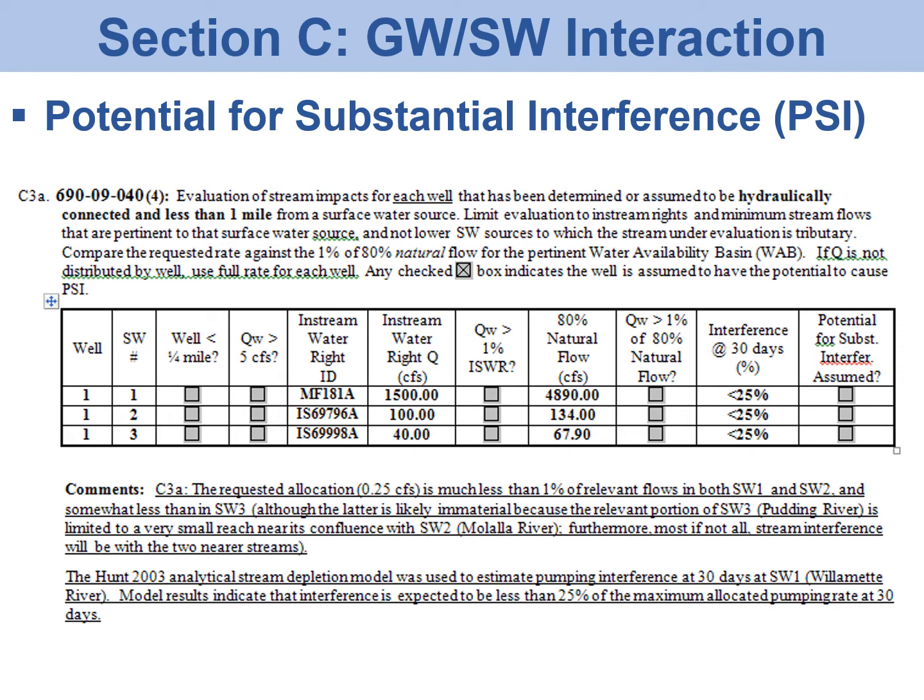So in this case, you can see down in the comments the requested allocation was a 1/4 of a CFS. So first test is, is it greater than 5 CFS? No. If it were, there would be a PSI determination. Secondly, is the requested rate greater than 1% of the in-stream water right? We list the applicable rights and what the in-stream water rights are. In this case, again, the requested rate is less than 1% of that in-stream water right.